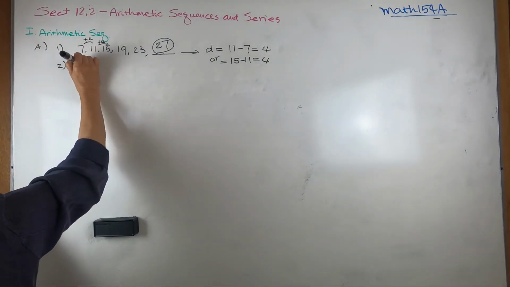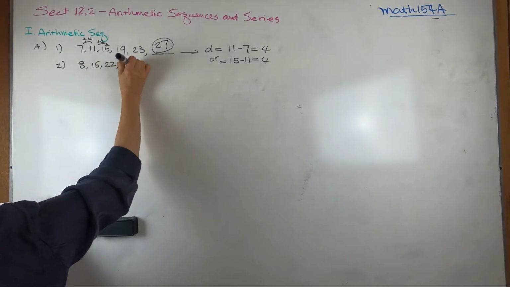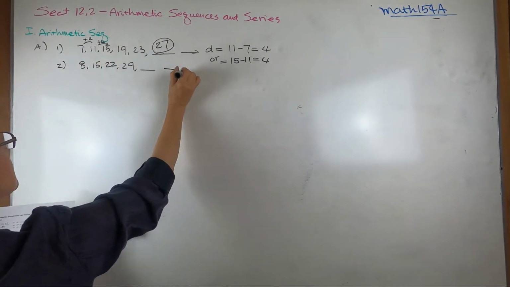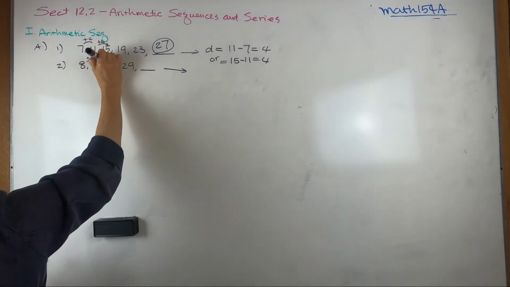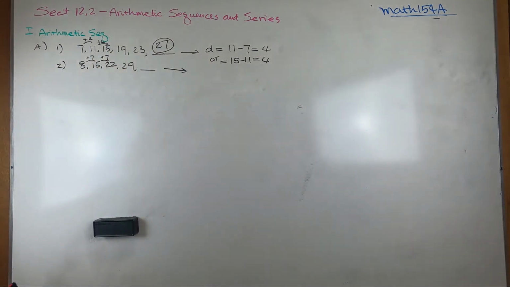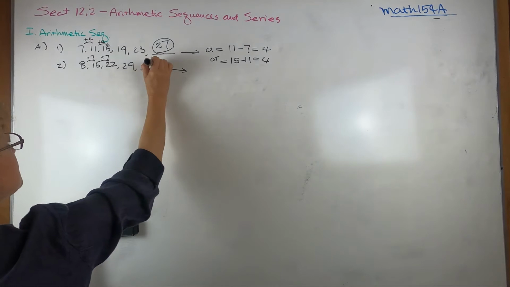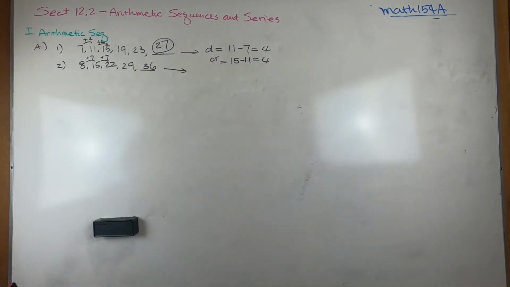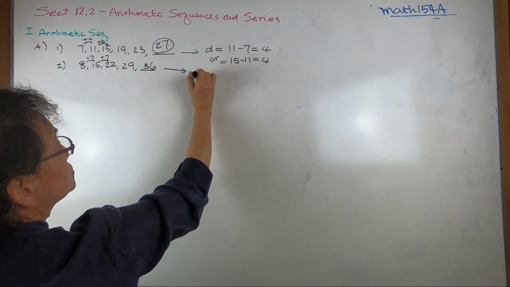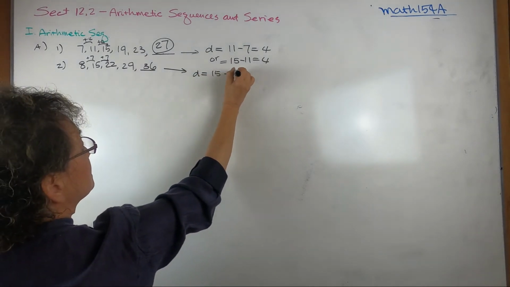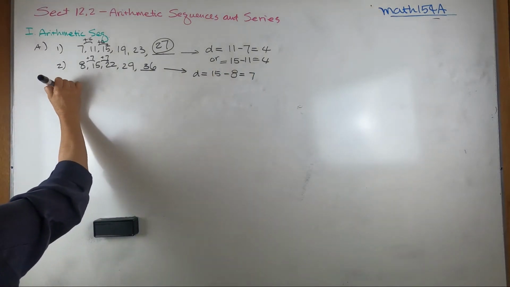If we look at this, 8, 15, 22, 29, what do you think the next number would be? By what? Adding 7, right? So the next number will be what? 7 plus 29 will be 36. So the difference or distance would be what? 15 minus 8, that would be 7, right?